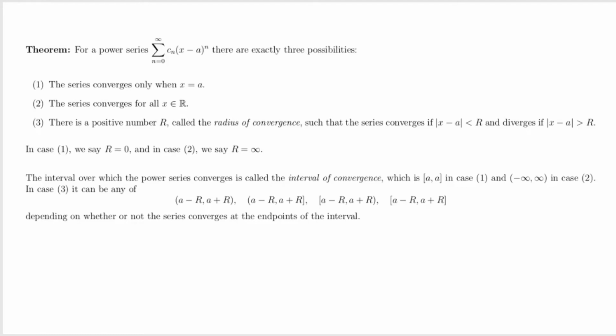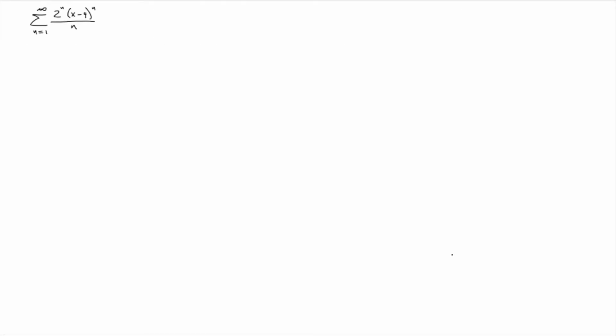And in that first case where it's just at a single number, then it's the interval from a to a, so it contains only that number a. In the second case, where it converges for all real numbers, the interval is negative infinity to infinity. And in the third case, well, there's a bunch of possibilities. It's from a minus r to a plus r, and then 4 different choices depending on whether or not each of the 2 endpoints is included in the interval. Let's look at an example. The sum n equals 1 to infinity of 2 to the n times x minus 4 to the n all over n. Here we're starting with n equals 1 because we don't want to be dividing by 0 in the case where n is equal to 0.